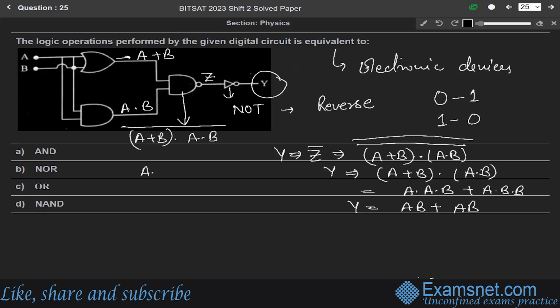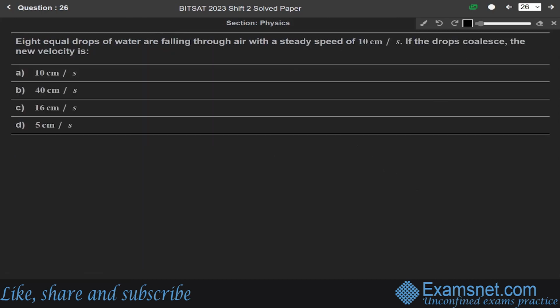Since we know that A dot A is what? A, and B dot B is B only. So it will be AB plus AB, and AB plus AB will be Y is equal to A dot B. Okay, so the correct answer is option A. So it is an AND gate. Okay, now next question, 26.